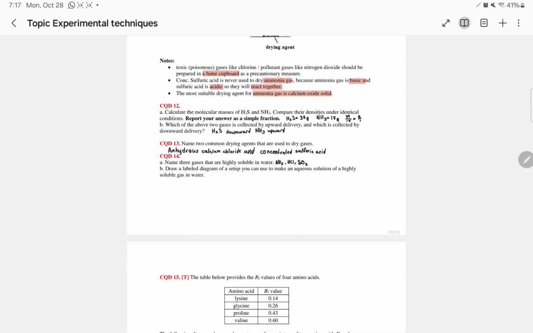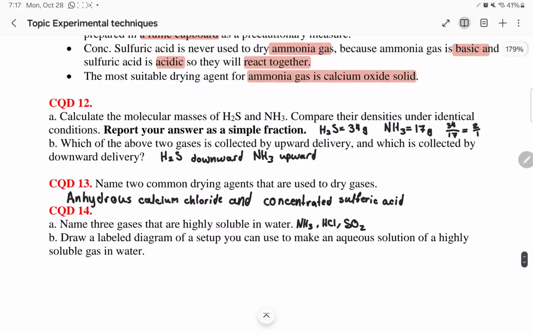Now, calculate the molecular masses of both these and compare their densities under identical concentrations. So I calculated this one to be 834 and this one to be 17. So if this one's measure of mass, then this one is usually like 2 to 1 density of that one.